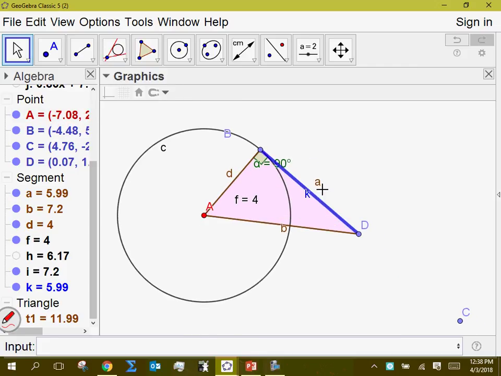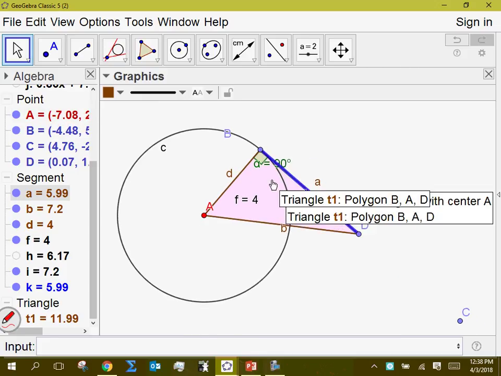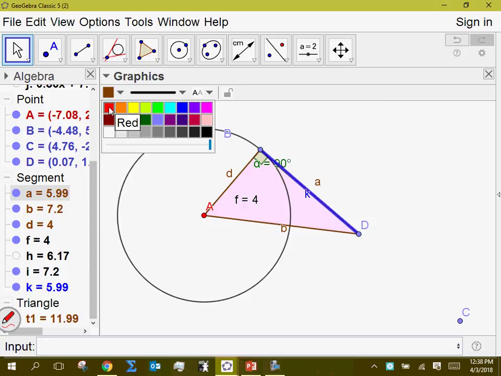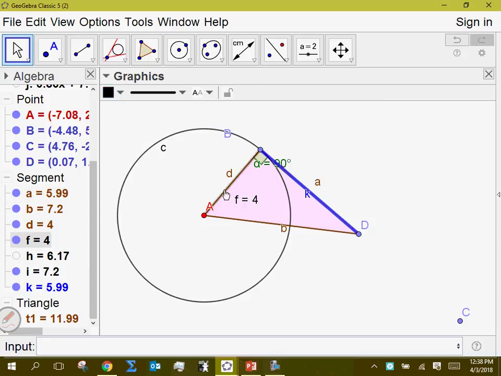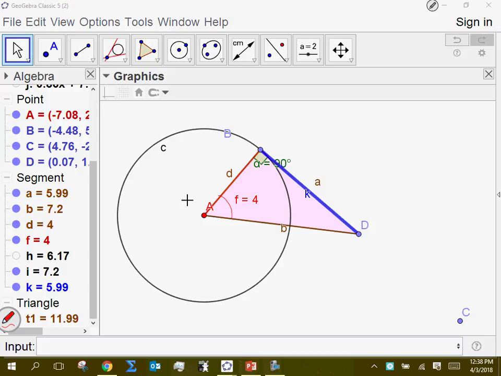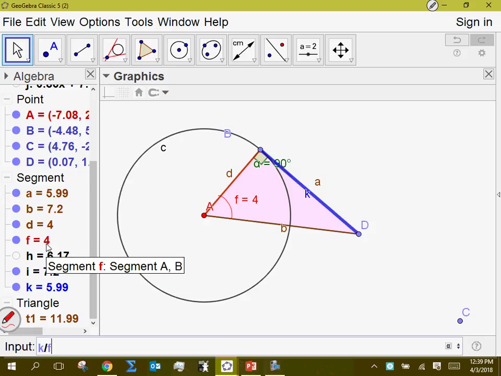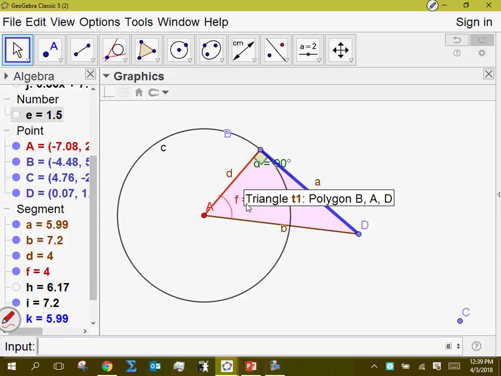If I look at that distance right there, which is the blue distance, and then I look at that red distance, and I focus on that angle right there, this blue distance would be the opposite, and this would be the adjacent, right? Now that blue distance is 5.99. That red distance is 4, right? I'm going to take K divided by F, which is this 5.99 divided by that 4, these two segments divided in that order, and it gives me that number 1.5.